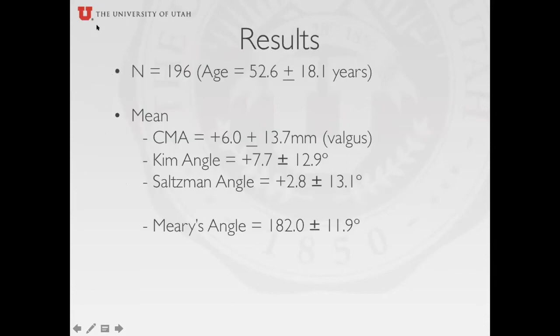So again, we looked at 196 weight-bearing CT scans, average age 52.6. The mean calcaneal moment arm was 6 millimeters in the valgus direction. The mean first metatarsal axial rotation was 7.7 degrees and 2.8 degrees with the Saltzman and the Kame angles in the pronated direction. And then the average Meary's angle was 182 degrees, or 2 degrees in the apex dorsal direction.